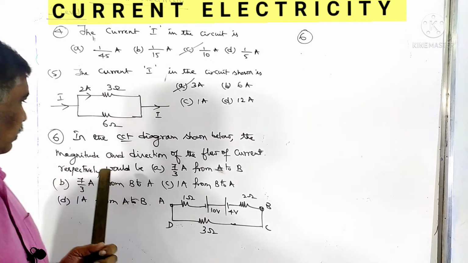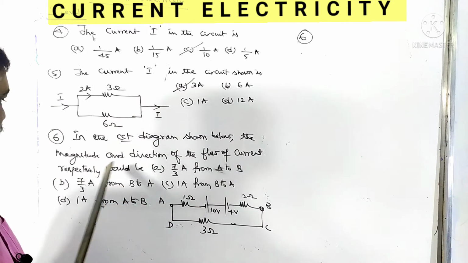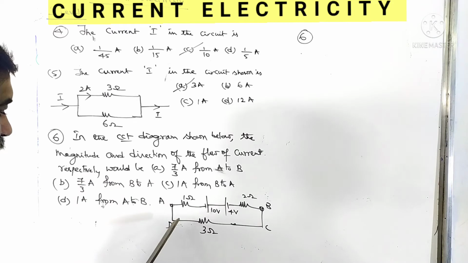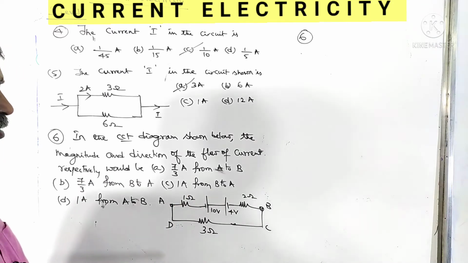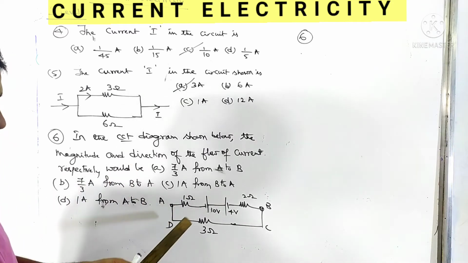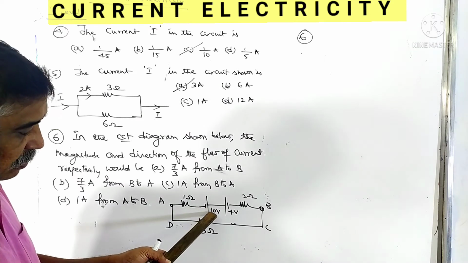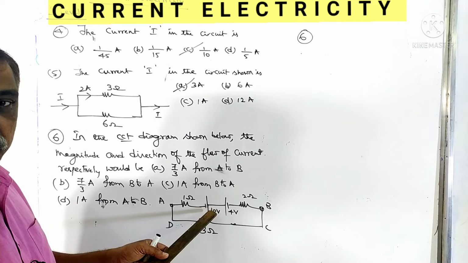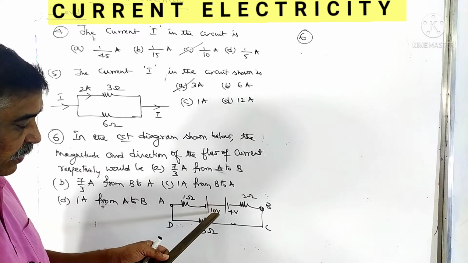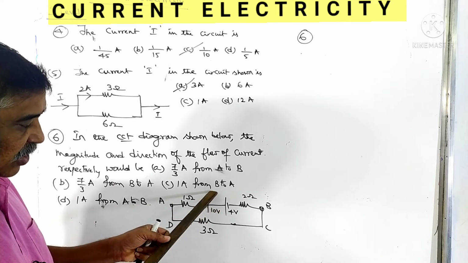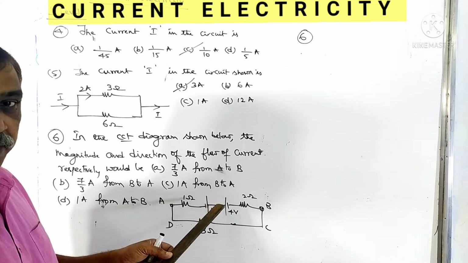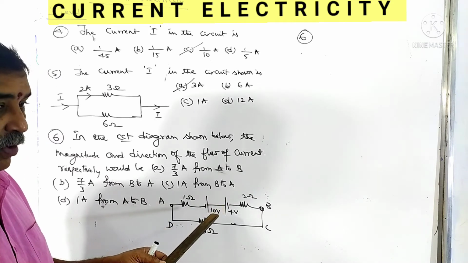Coming to the next question, in the circuit diagram shown below, the magnitude and direction of the flow of current respectively would be. So we are given one circuit diagram. Find out first what is the current. To find the current, just observe the 2 cells which are given here. The EMFs of these 2 cells are in opposition. So the EMF of 10 volt is in this direction, the other one is towards the left. EMF is taken from positive terminal to negative terminal.